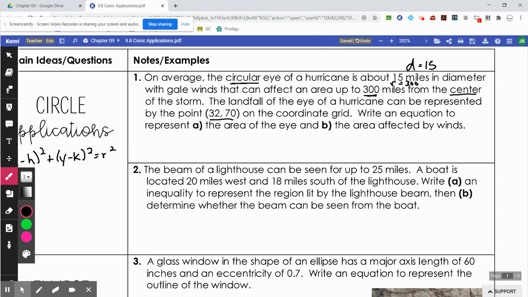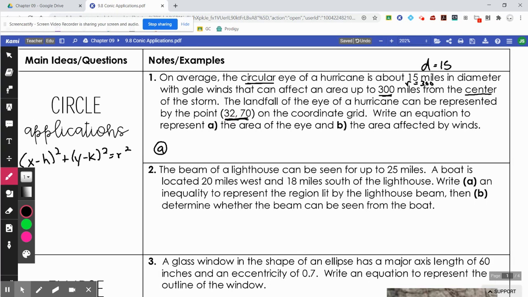Write an equation to represent the area of the eye. So it says the eye had a diameter of 15. Again, this was the center. The eye of the storm has a location that's been shifted right 32, up 70, so that's going to be (x − 32)² + (y − 70)² to move it up 70, equal to, okay, it says again, the eye has a diameter of 15. So this is going to be 7.5, which is half of 15, squared, which is going to be 56.25. That's the equation of the eye of the hurricane.